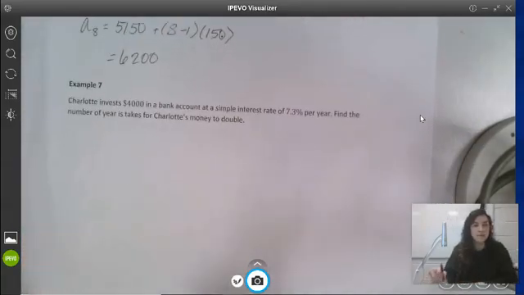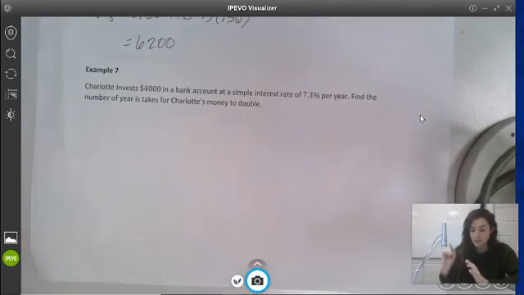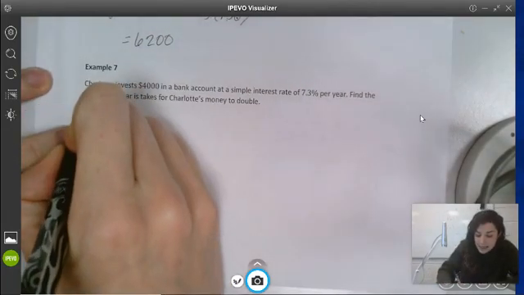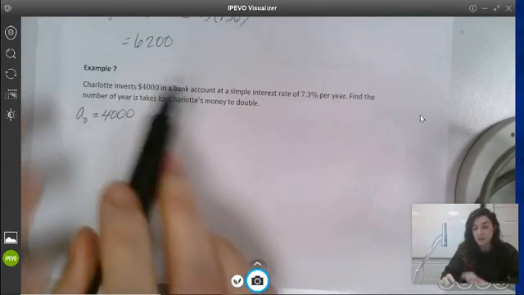Okay. Example 7, Charlotte invested $4,000 in a bank account at a simple interest rate of 7.3% per year. Find the number of years it takes for Charlotte's money to double. So her initial amount is 4,000. That's not a sub 1, that's a sub 0.